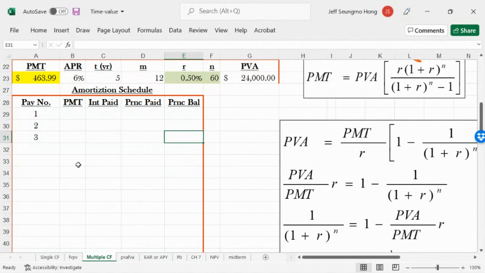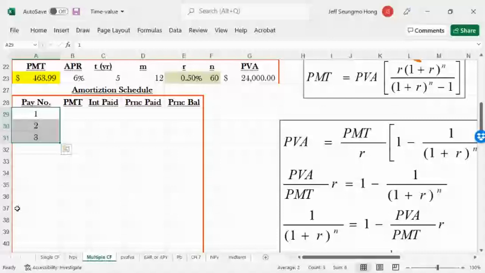So I will first put the payment number, 1 through 60. If you think you have to manually input numbers 1 through 60, then you're wrong. You can do that, but it's going to be a very tedious job. It's not impossible, but it's very unpleasant to do a tedious job.